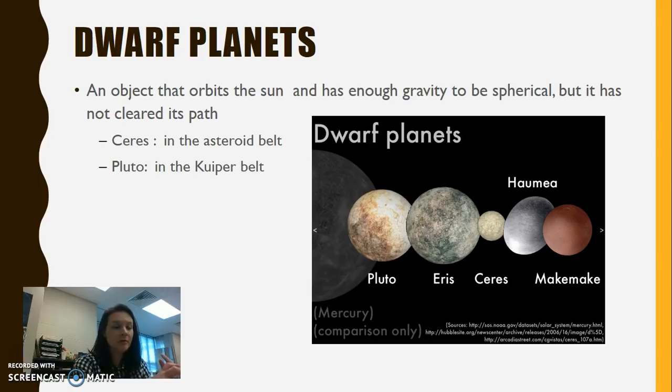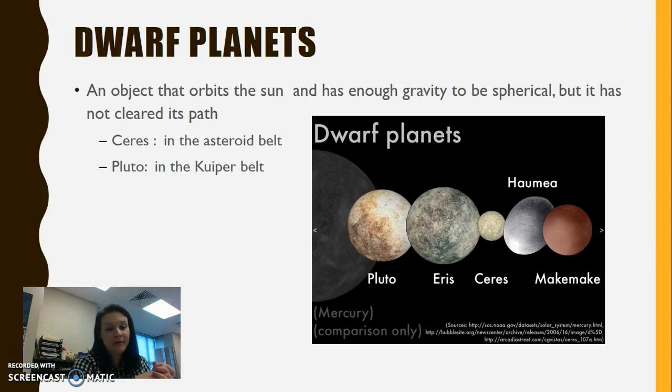And the 2 main dwarf planets that you need to know, because there are many of them, the 2 that you need to know are Ceres. Ceres is located in the asteroid belt. A little fun fact, Ceres used to be believed to be a planet long ago, but then with the invention of the telescope, it got demoted.